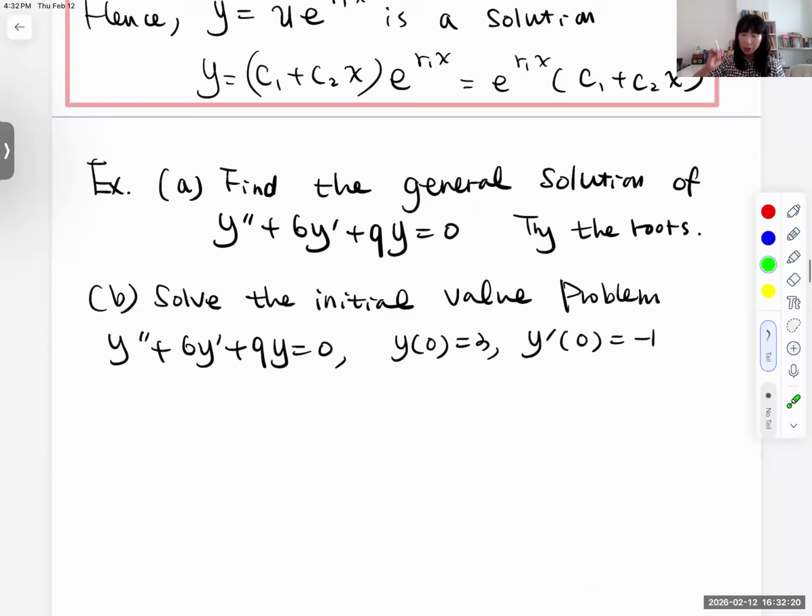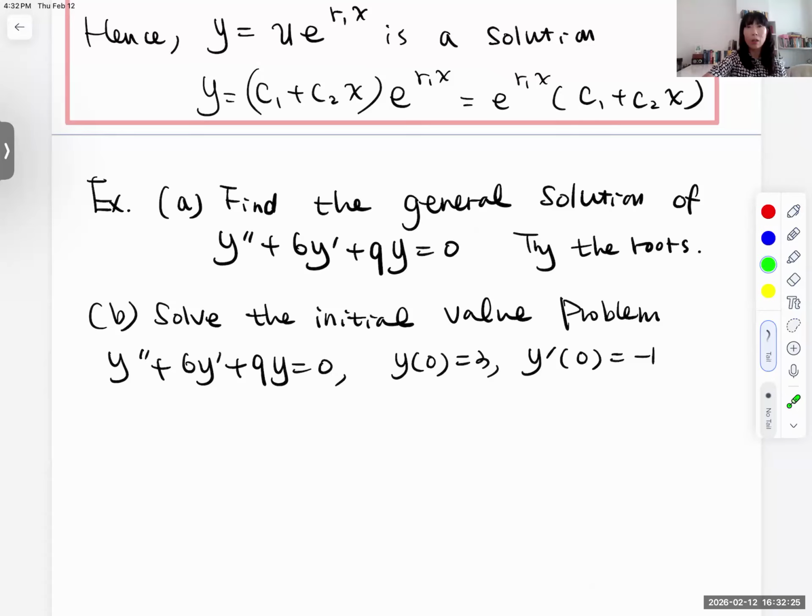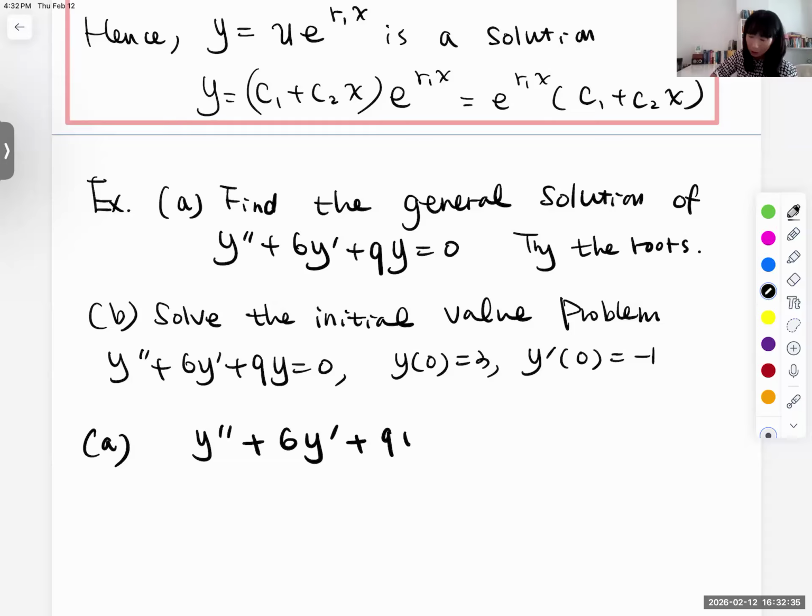So we have a question, so let's do it. So find general solution. Okay. So let's find out. So A. So we have y second prime plus 6y prime plus 9y equal to 0. All right, so we can change the P of R, right? So r squared plus 6r plus 9 equal to 0, right?